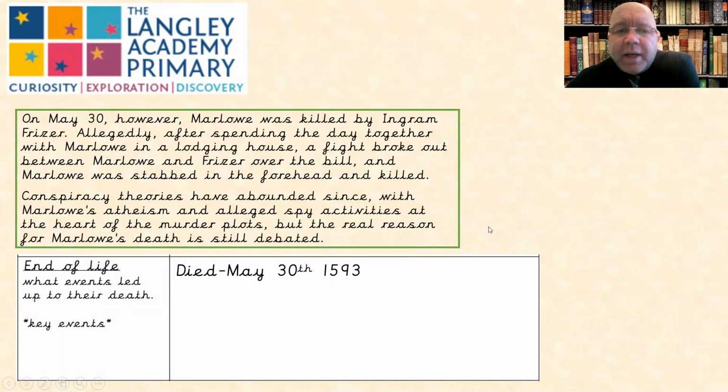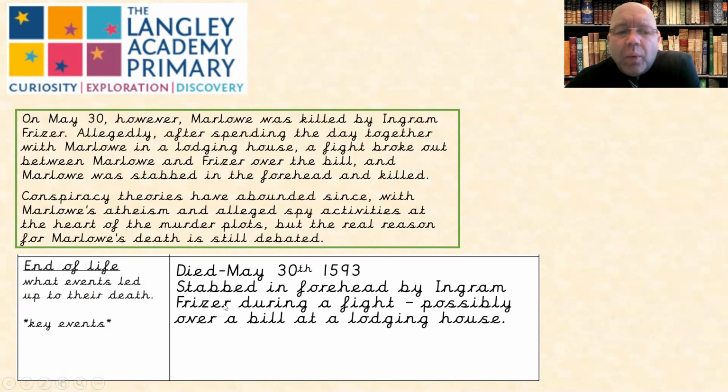So we needed to find out when he died. We needed to find out how he died and by whose hands. So in this case, he was stabbed in the forehead by Ingram Fraser during a fight, possibly over a bill at a lodging house. And this possibly, and this speculation, this rumor, plays a big part in Marlowe's biography. There's very few hard facts.